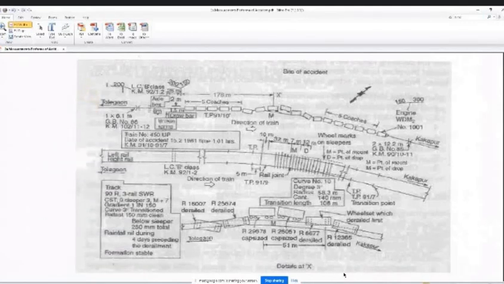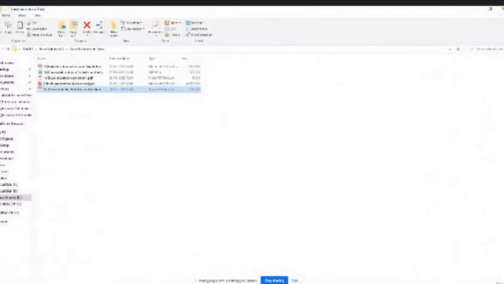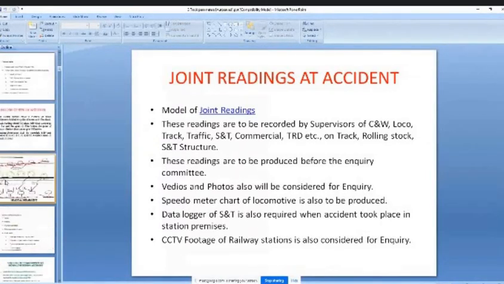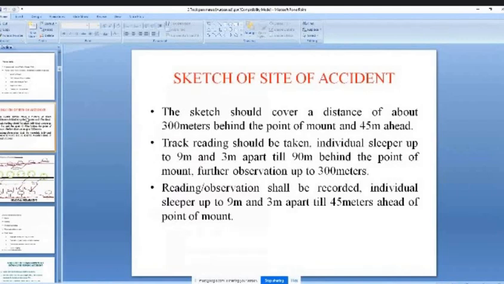So the diagram making is very important. You have to mention it in the 3-layer way, and each and every point is very important for the accident investigation. Now I will come back to this. We are continuing the joint readings, that is called a joint diagram. We have made it, so that is ready. This is what I told you, the sketch of the site of accident, which we have discussed.